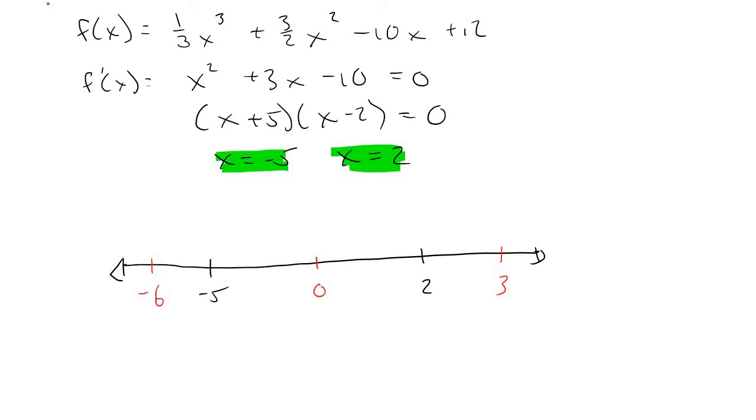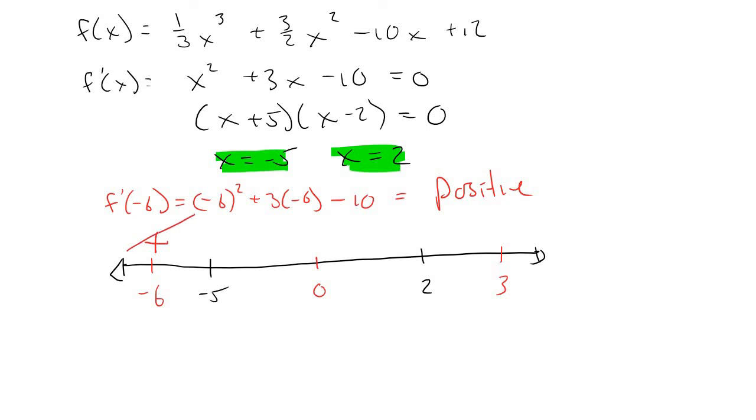And let's test each one of these points in the first derivative. So first of all, let's do negative 6. f prime of negative 6 would be negative 6 squared plus 3 times negative 6 minus 10. Well, that's 36 minus 18, that's going to be positive. That's really all I'm concerned about. This is positive, so we're positive at this point, which means we're increasing.